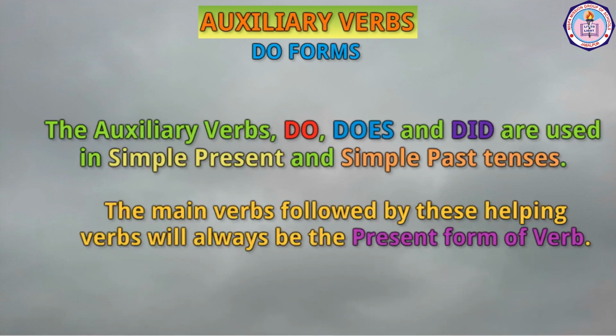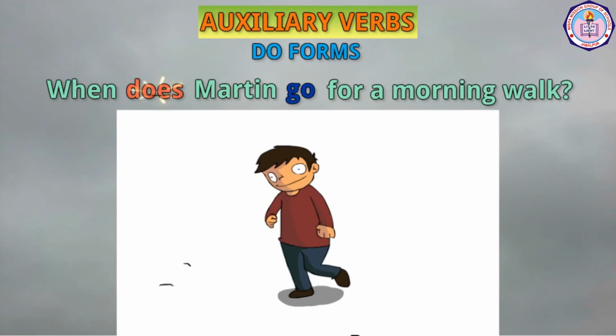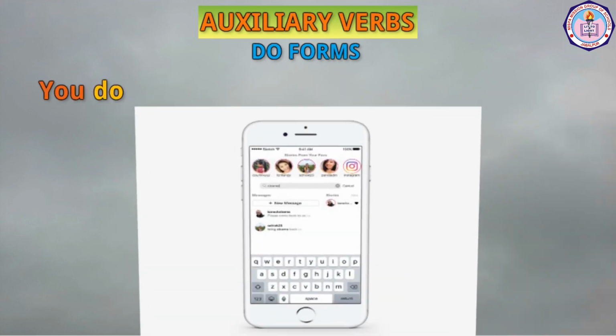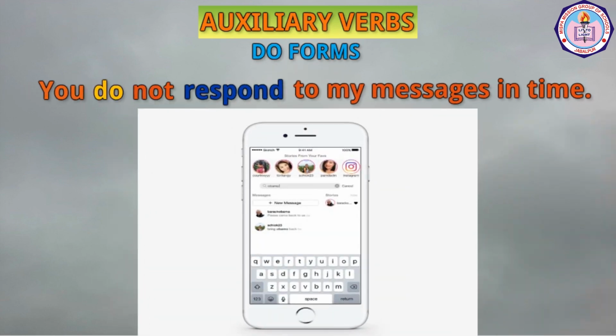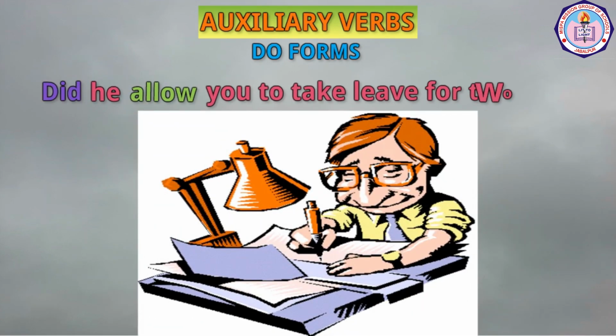Let us see some examples. When does Martin go for morning walk? Here, does is the helping verb of the main verb go. You do not respond to my messages in time. Here, do is the auxiliary verb of the main verb respond. Did he allow you to take leave for 2 days? Here, did is the auxiliary verb of the main verb allow.